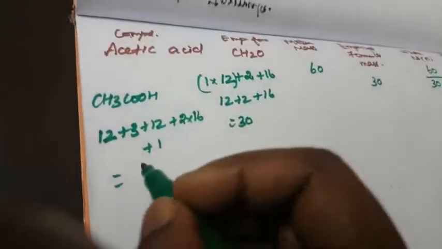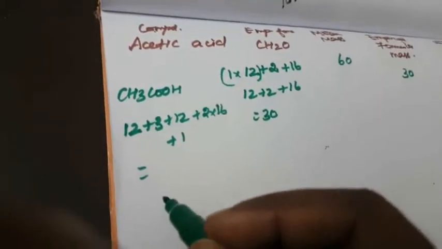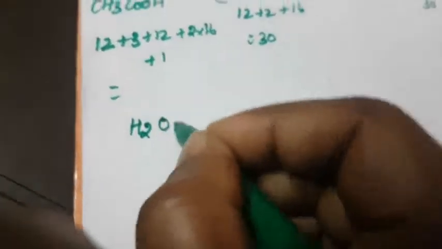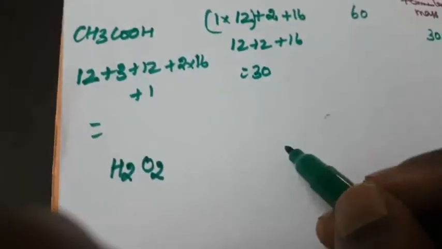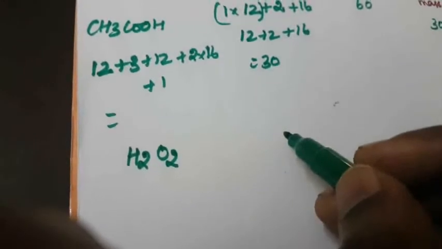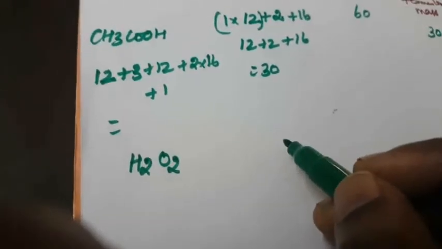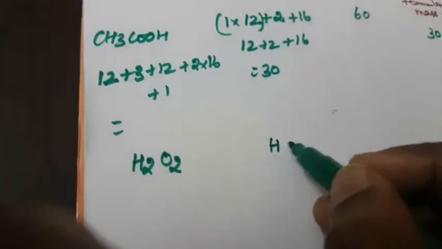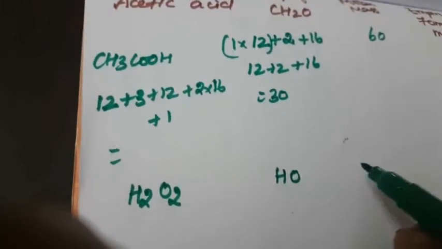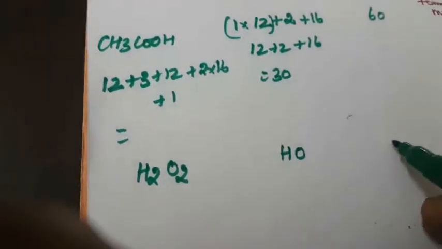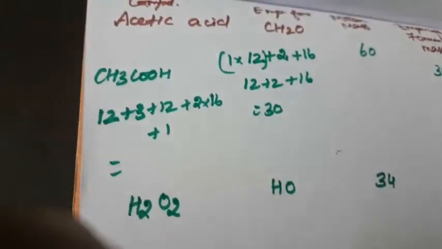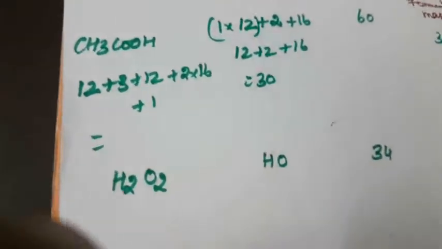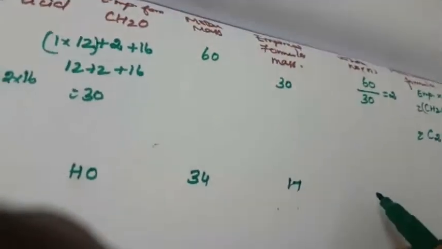What are the given values? Hydrogen peroxide. The formula is H2O2, hydrogen peroxide. The empirical formula is HO. These are all given values. The molar mass is 34, and another one is the empirical formula mass, that is 17. Okay, that is the empirical formula mass.